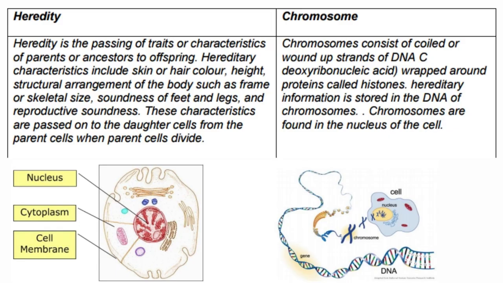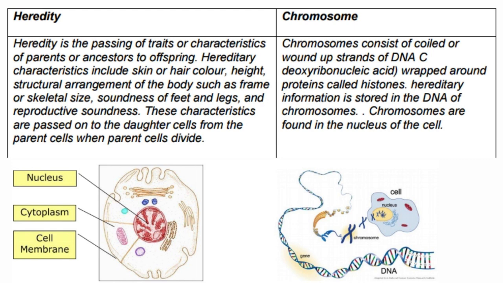Heredity, chromosome. Heredity is the passing of traits or characteristics of parents or ancestors to offspring. Hereditary characteristics include skin or hair color, height, structural arrangement of the body such as frame or skeletal size, soundness of feet and legs, and reproductive soundness. These characteristics are passed on to the daughter cells from the parent cells when parent cells divide.